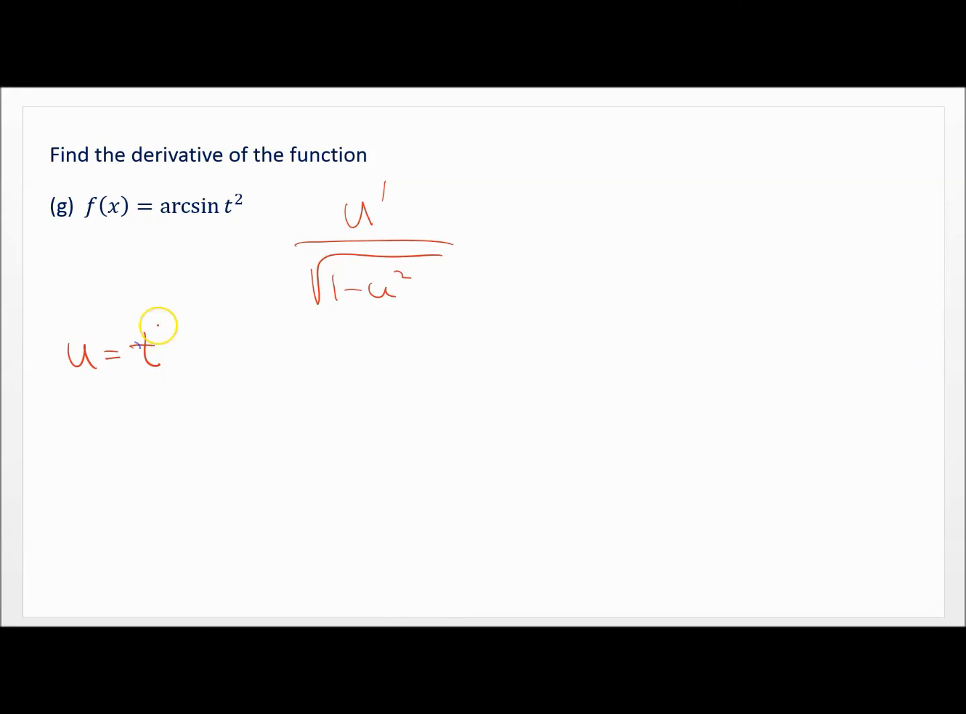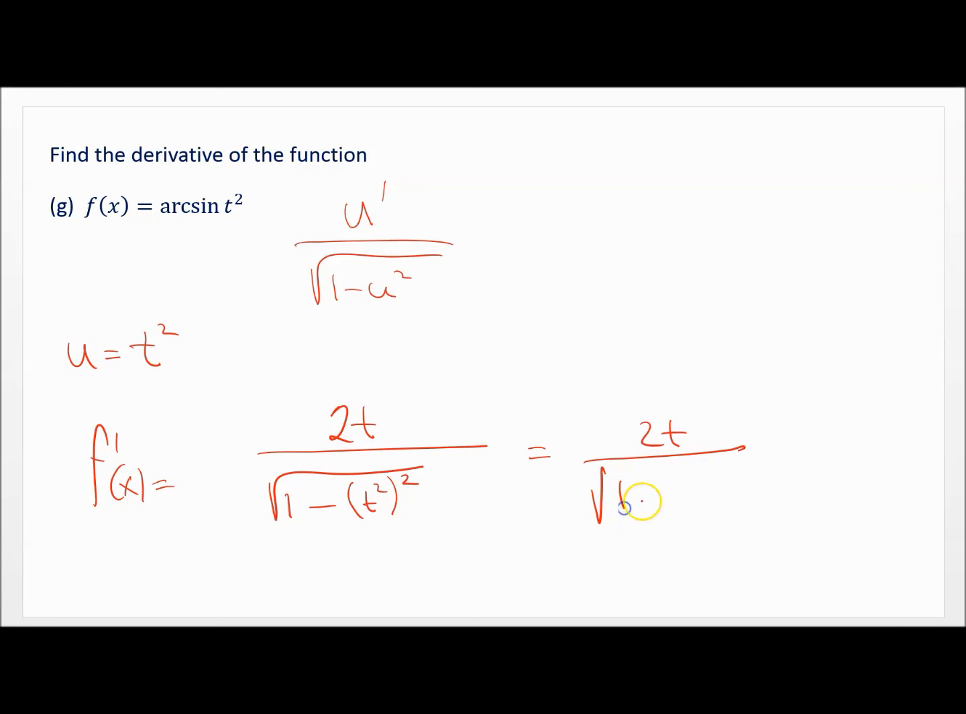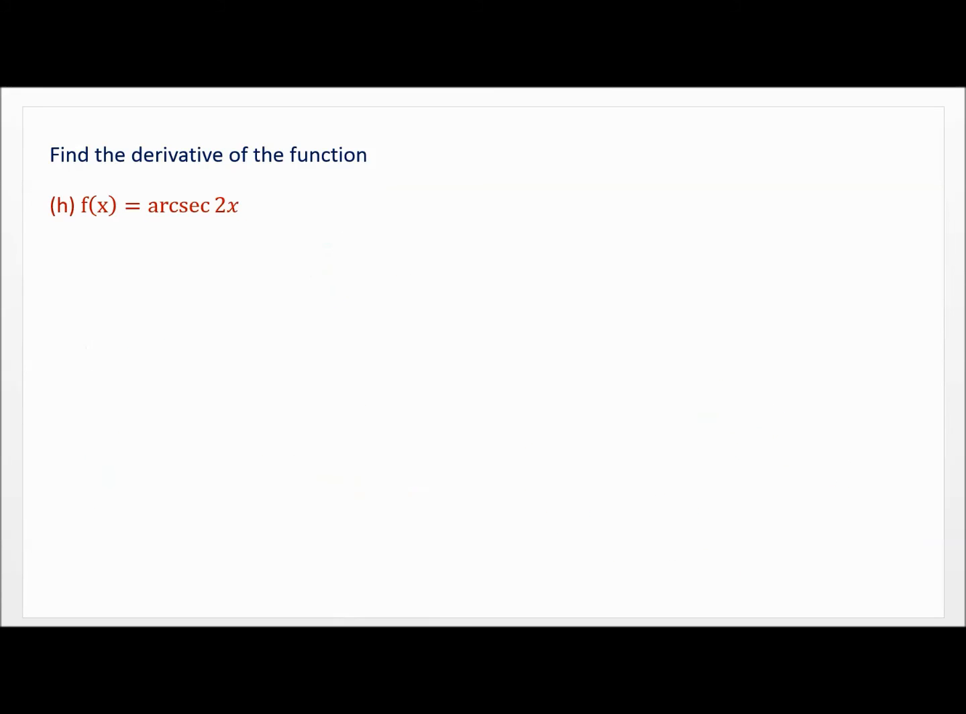Well, u is t squared. So if I use my formula, u primed, that's the derivative of u, is 2t over the square root of 1 minus u squared. Okay, so u squared is t squared squared, because it's in the formula. So simplified, that's 2t over the square root of 1 minus t to the fourth. And there's your derivative.